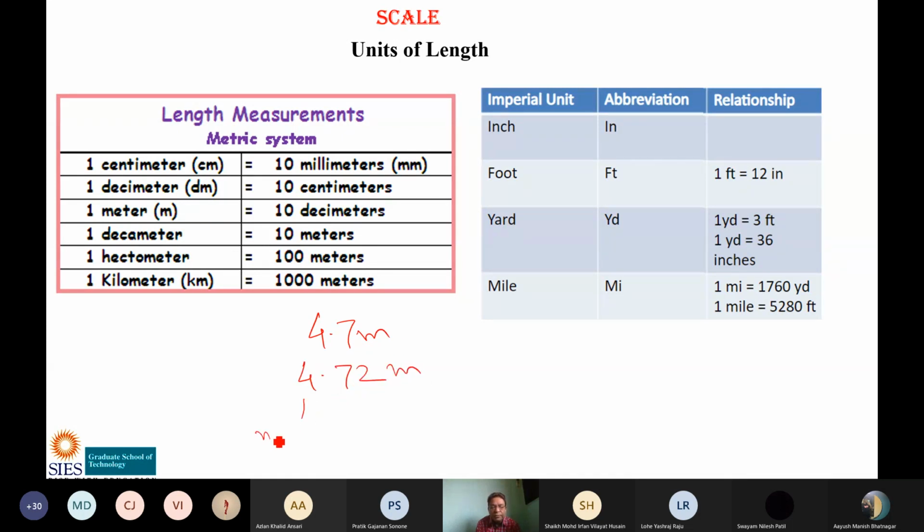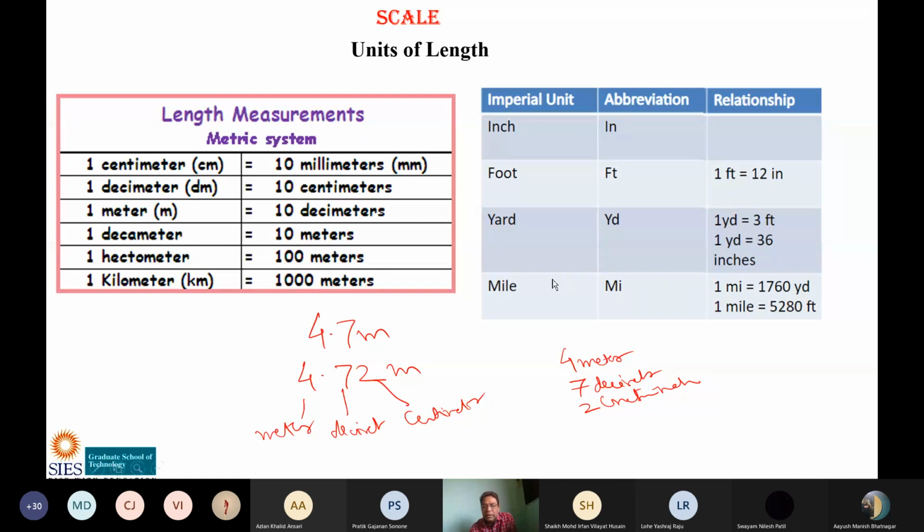Then this 4 is what? This is meter. Then this is decimeter. And what is this 2? 2 is centimeter. So exactly how much is it? It is 4 meter, then 7 decimeter, and 2 centimeter. So how many units are involved in this? 3 units are involved. When these 3 units are involved, we cannot show it by using a plain scale. We have to show it by a diagonal scale.